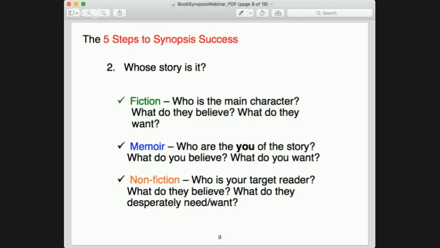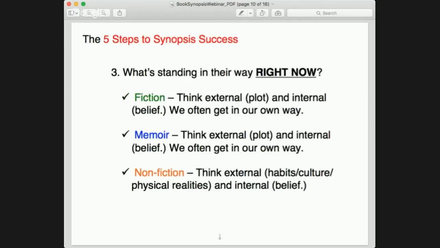You can imagine so many answers to this, but it's amazing how often people who write nonfiction are not thinking this specifically in terms of their reader, and you really need to, at this point in the synopsis, nail down that specific sense of this person, of who you are writing this for. So that is step 2. Step 3 is you want to get in what's standing in your main character or reader's way right now.